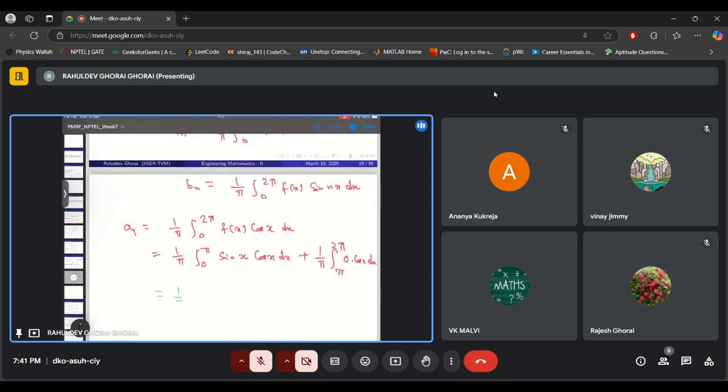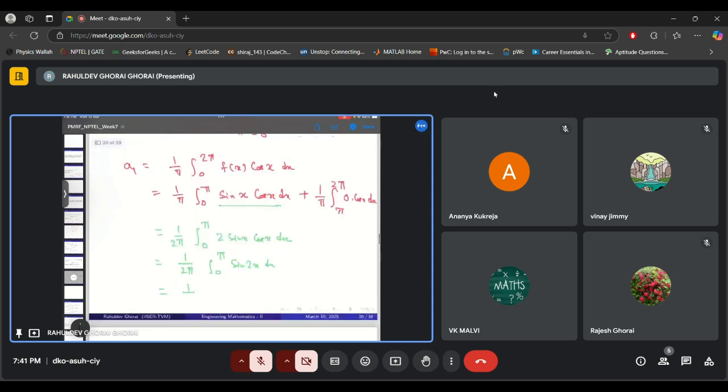Now I evaluate, it will be 1 over pi, 0 to pi, sin x cos x dx. How do you evaluate this? One easy way is to take this as 1 over 2 pi times 2 sin x cos x dx, which is equal to 1 over 2 pi, 0 to pi sin 2x dx, and it will be negative of cos 2x, right? No, it's positive of cos 2x.